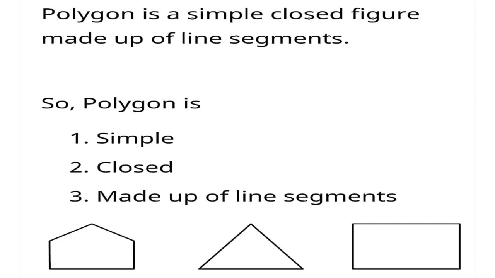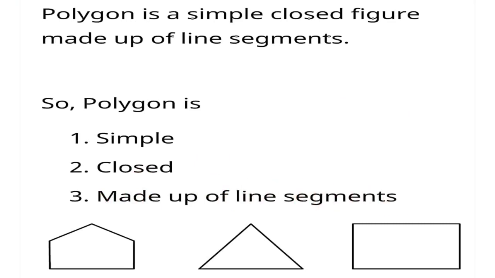So how will the polygon be? The polygon must be a simple closed shape, and the third condition is that it is made up of only line segments, not curved lines. Here I have given examples of polygons. Just look at this. These are the examples of polygons.